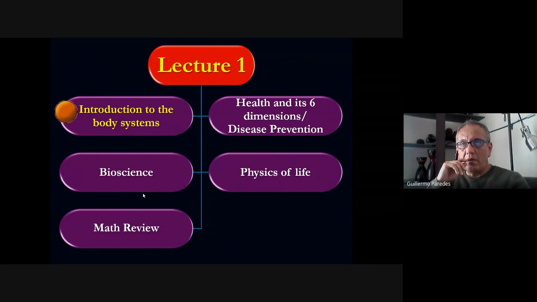All right, so here we have the mind map. We are going to talk about math and physics in life, what bioscience is, health and its six dimensions, and disease prevention. The first thing is the introduction to body systems. Whatever is in yellow is what I'm going to talk about right now. Whatever is in white is what is coming later. So let's talk about the introduction to body systems.